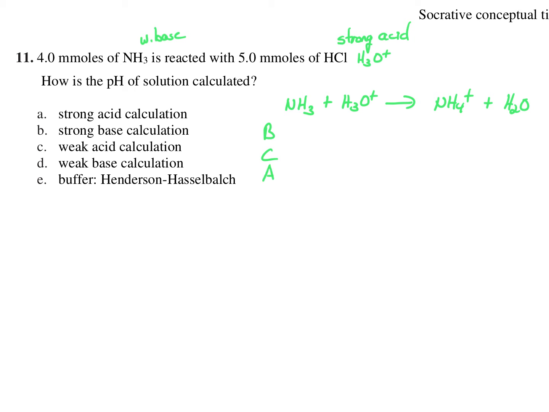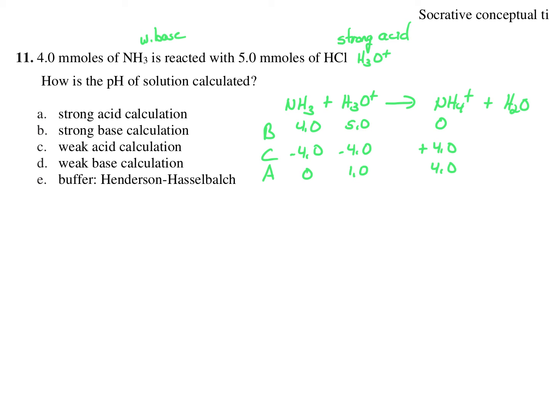Before, change, after: the initial amount of NH3 is 4.0, and we've added 5.0 millimoles of HCl. So our limiting reagent is the ammonia, and it's going to consume 4 out of the 5 millimoles of hydronium ion. We don't have any of our weak base remaining. On the product side, we've generated 4 millimoles of our conjugate weak acid.